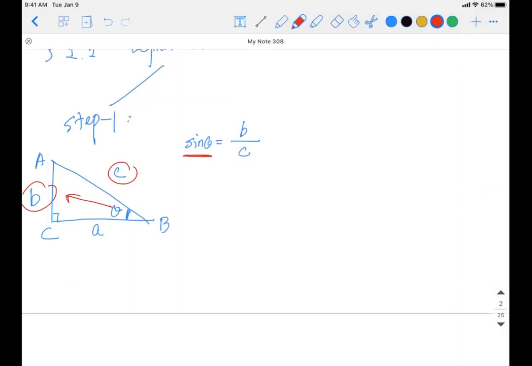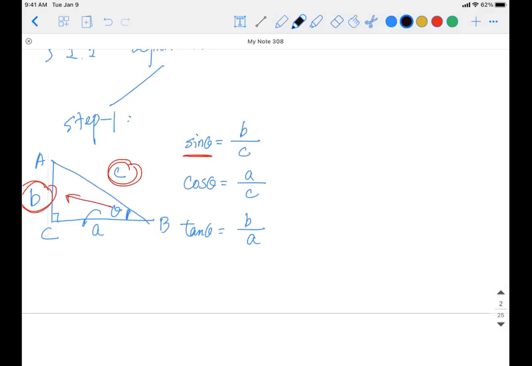From the definition, sine theta is defined as the ratio between the opposite side and the hypotenuse. This is quite understandable, right? Then cosine theta is A over C, the adjacent side over the hypotenuse. And tangent theta is B over A, the opposite side over the adjacent side. There's no reason. People just like to give us such a definition. That's it. So these are the three most important trigonometric functions.